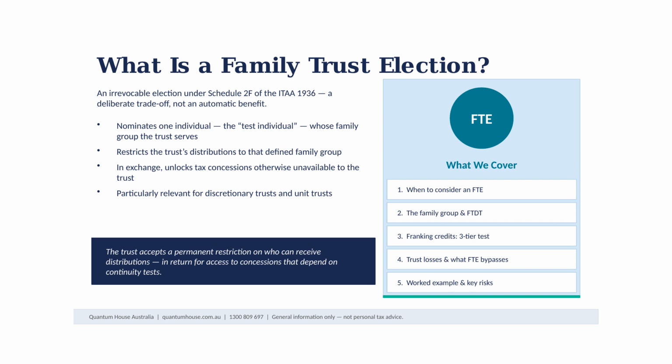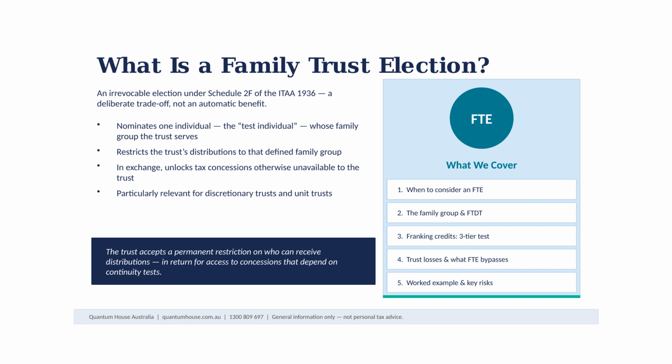So what is a family trust election? In technical terms, it's an irrevocable election made under Schedule 2F of the Income Tax Assessment Act, 1936. In plain terms, it's a trade-off. You nominate one person, the test individual, and the trust's distributions are then restricted to that person's defined family group. In exchange, the trust unlocks tax concessions it otherwise couldn't reach. It's particularly relevant for discretionary trusts and unit trusts.